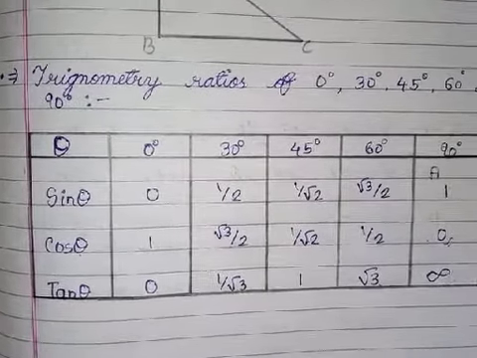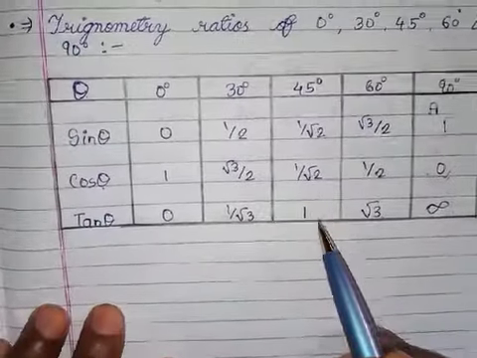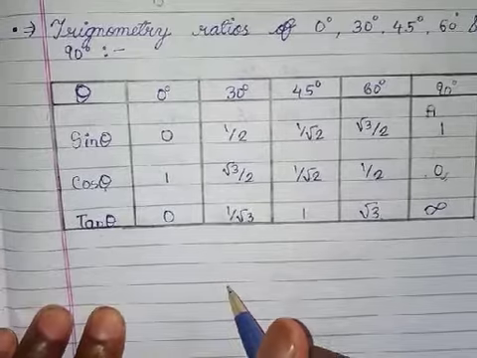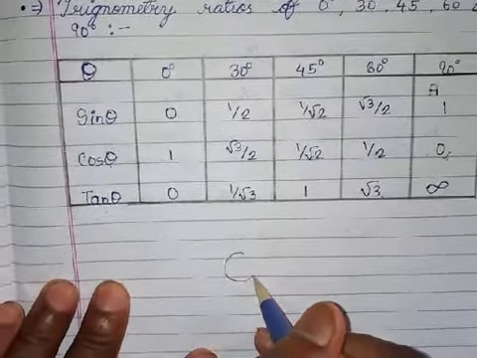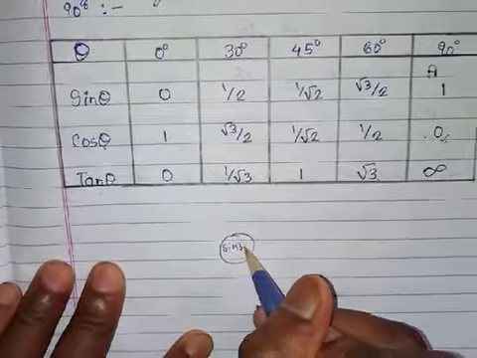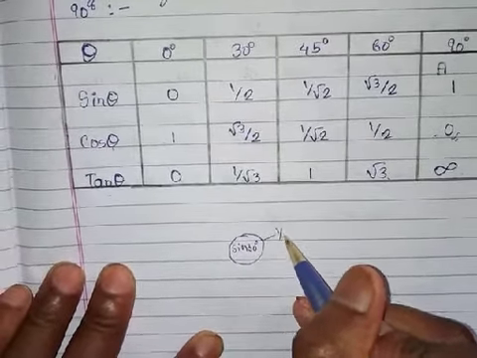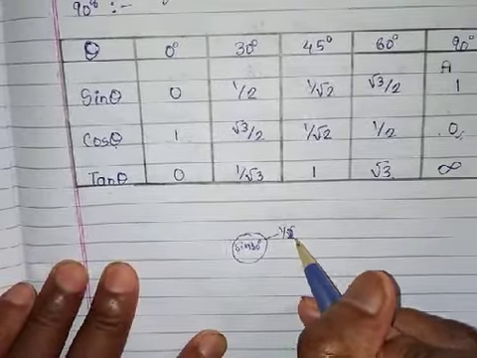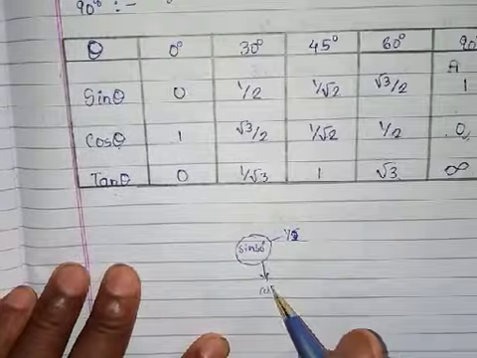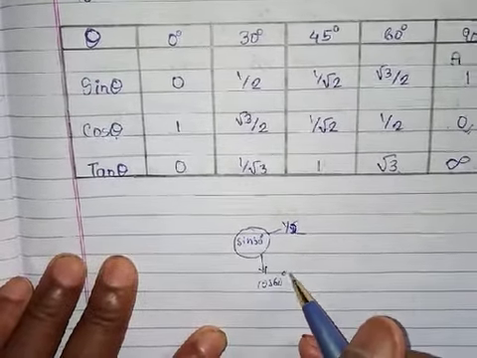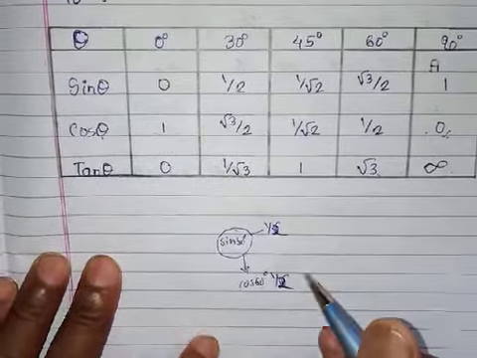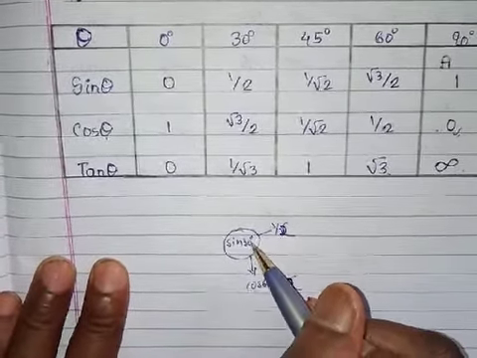Also, if you remember only one thing, that sine 30 is half, one way of remembering is to make a circle. Sine 30 is half. Because of that, cos 60 will also be half.